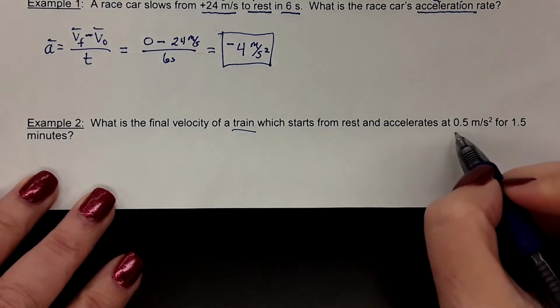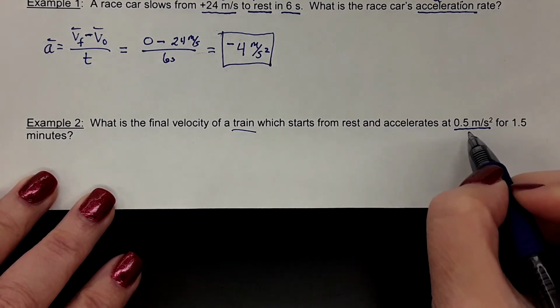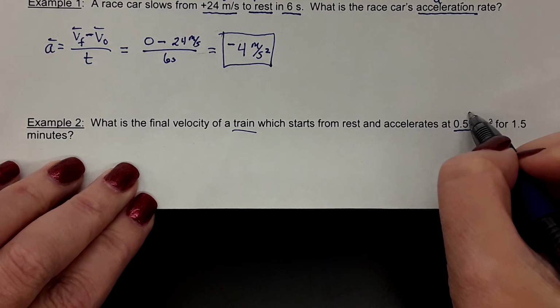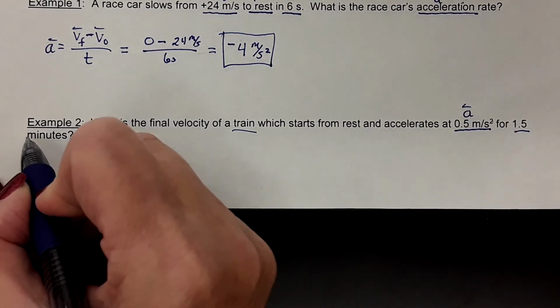Numerical information. Here's one right here. What is that? Well, it accelerates at this, so this must be the acceleration. If you look at the units, meters per second squared, of course it's the acceleration. Here's another numerical piece of information.